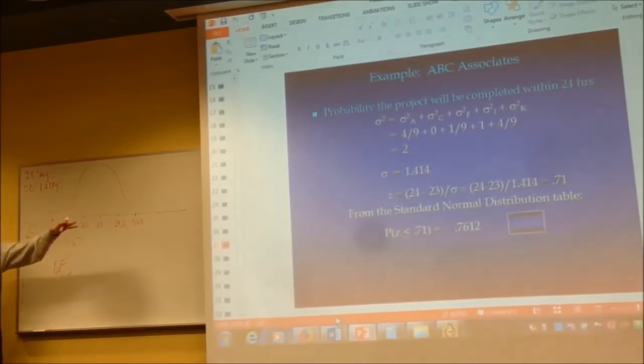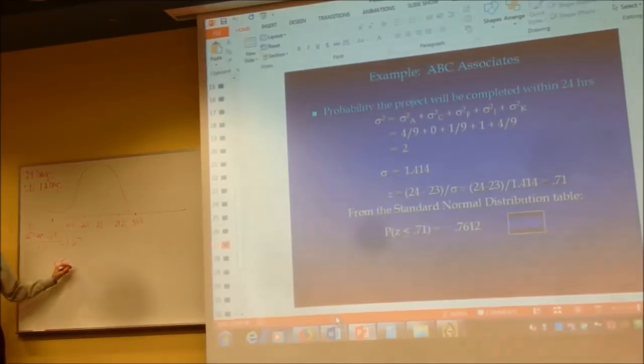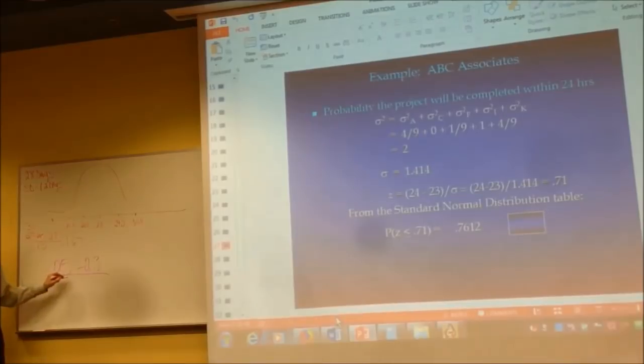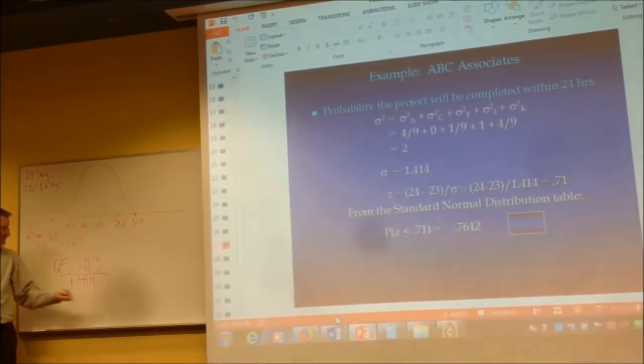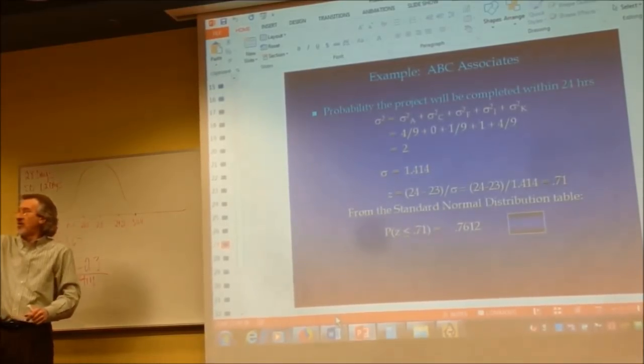Always, whatever the question's asking about, 25 units of time or more. I'm straying from the PowerPoint here, because that one's 24. And I'm saying or more, minus whatever the expected time is, divided by the standard deviation of the project. So we got 2 divided by 1.414.